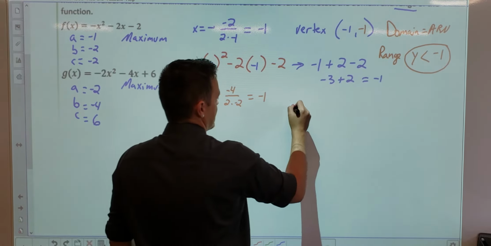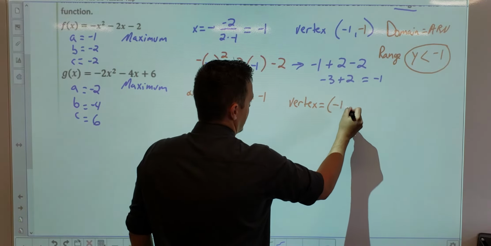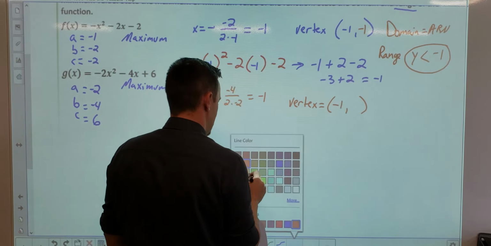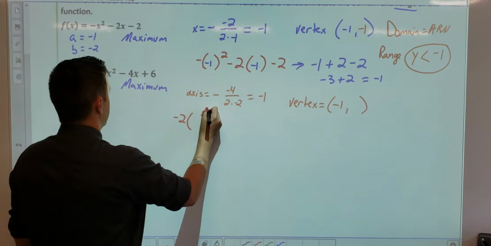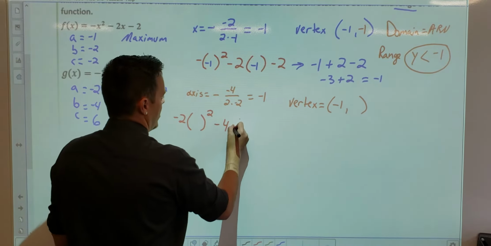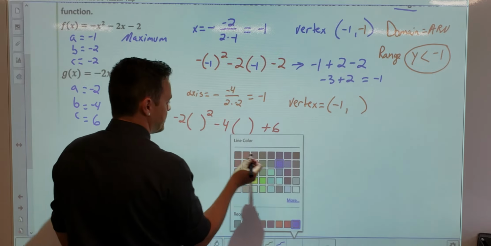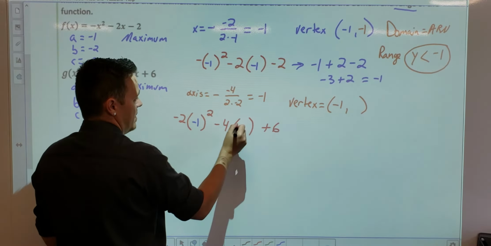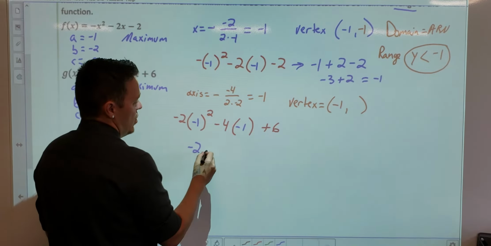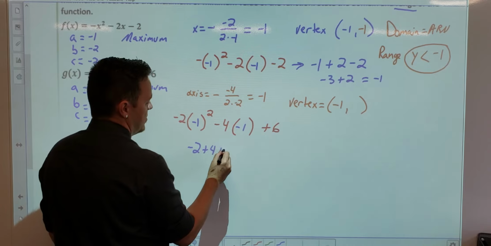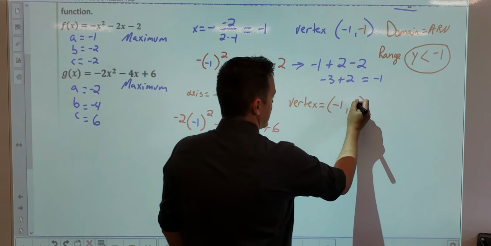So we know our vertex is negative 1, comma, but we don't know what the last piece is, so you got to plug that in again, right? So we got negative 2, then it's squared, minus 4, and then it's going to be plus 6, right? So you plug your values in. Negative 1, end up with negative 2. That's going to be a plus 4, plus 6. It ends up being 8. So our vertex is negative 1, 8.